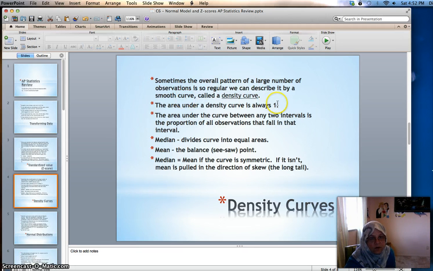The area under the curve is always 1. The area under the curve between any two intervals is the same as the proportion of all observations that fall within that interval. The median divides the curve into equal areas, and the mean is the balance or seesaw point. Median and mean are the same if the curve is symmetric, but if it isn't, the mean gets pulled in the direction of the long tail or the skew.